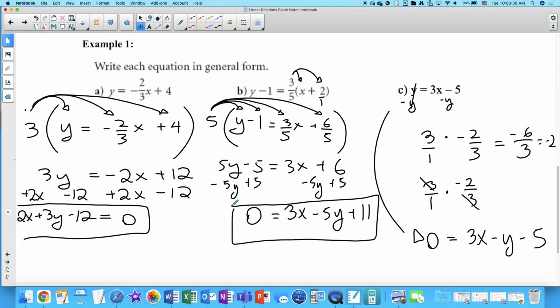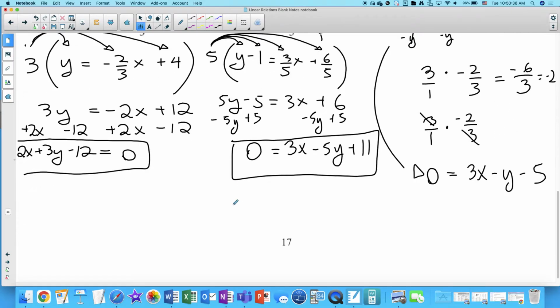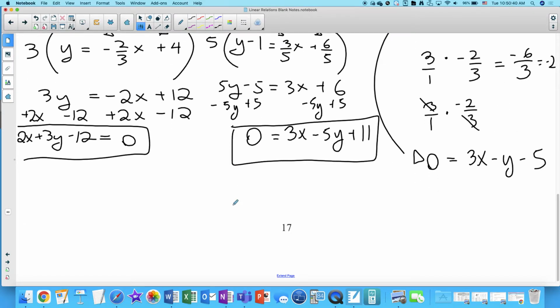Okay. By the way, I just want to mention, if you happen to do it the other way, right? Let's say I decided to make the right side 0. And this is just an aside. You don't have to write this down. What you would end up with is negative 3x plus 5y. And then you'd have to subtract 6. So minus 11 equals 0.